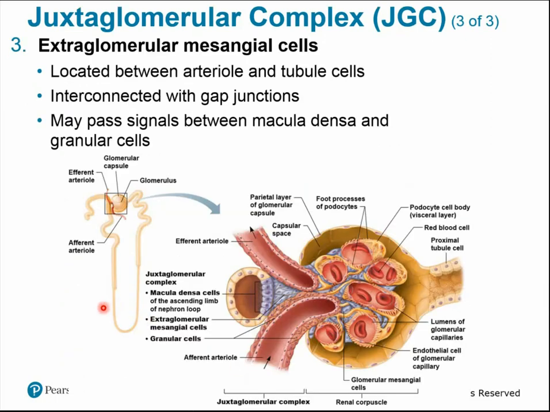And then the third type of cells found in the JGC complex are the extraglomerular mesangial cells. So these cells are just in this space in between the arterioles and the nephron loop or the tubule, right, that fill this space. So located between the arterioles and the tubule cells, they're interconnected with gap junctions, meaning that they're able to pass ions and chemical and electrical signals to one another more quickly. So they can also pass signals to these macula densa cells and the granular cells. They have a connection to both types of cells.